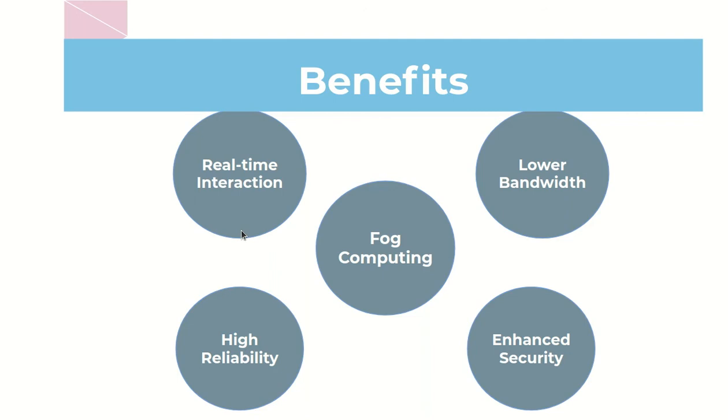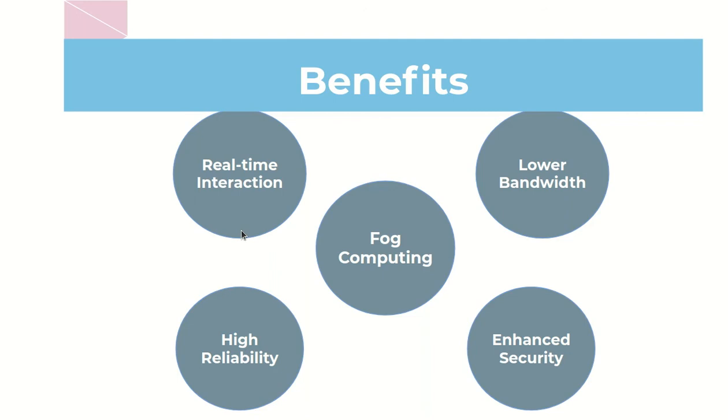Lower bandwidth. It is inefficient and not necessary to send all the data to cloud for processing and storing. In fog computing, some decisions are made locally without having data to be transmitted to cloud. In this way, fog computing model saves the bandwidth effectively.